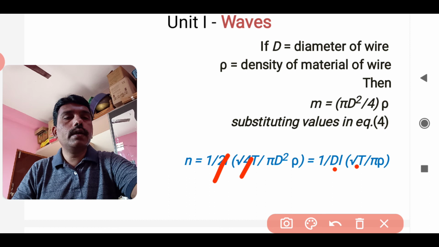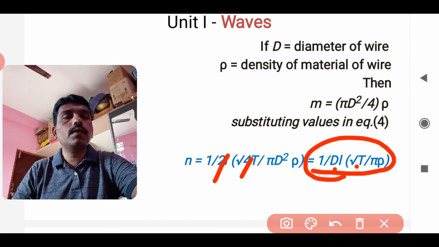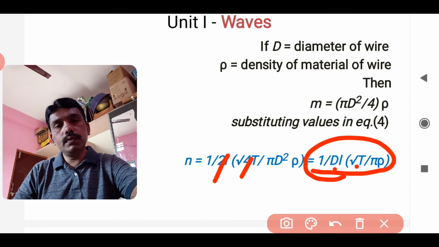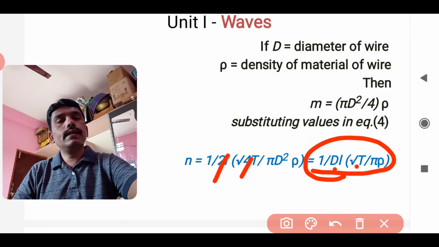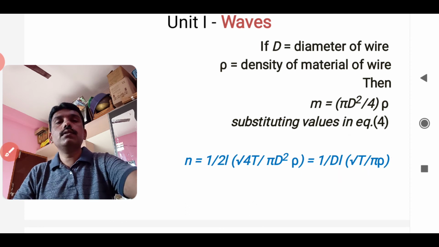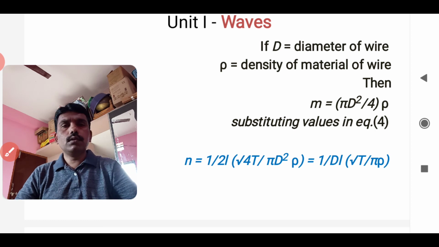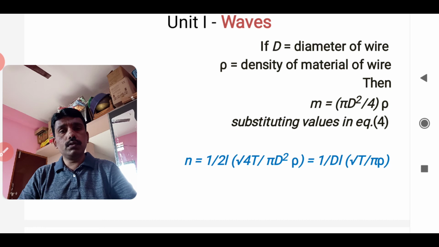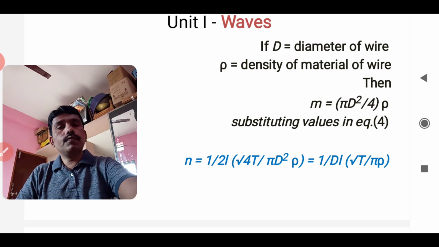So that's why the frequency in this case is nothing but n is equal to 1 by dl into under root of T by pi rho. So this is exactly the frequency as far as the string is concerned. This one was a very short point for this unit. And according to that, if we calculate the frequency, the time period, you know that it is 1 by n, inversely proportional to this.